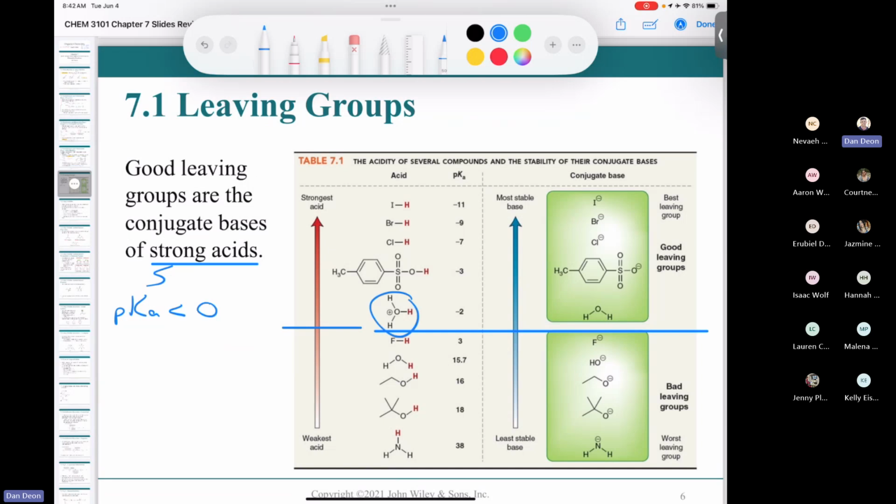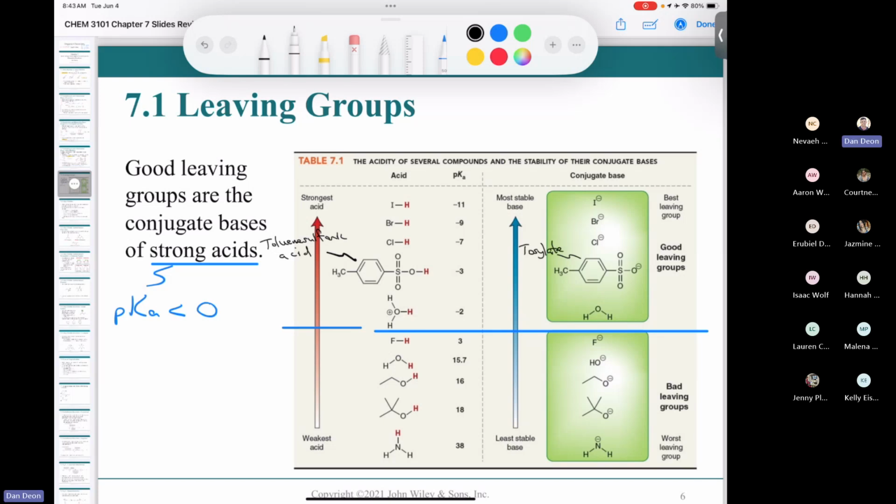But a hydronium ion has a pKa of approximately -2. What's its conjugate base? Its conjugate base is water. So is water a good leaving group? You bet your Bobby socks it is. This one here is called, I'll write down the name, toluene sulfonic acid. It's got a long name. So for this leaving group, we have a shorter name. We call it a tosylate.